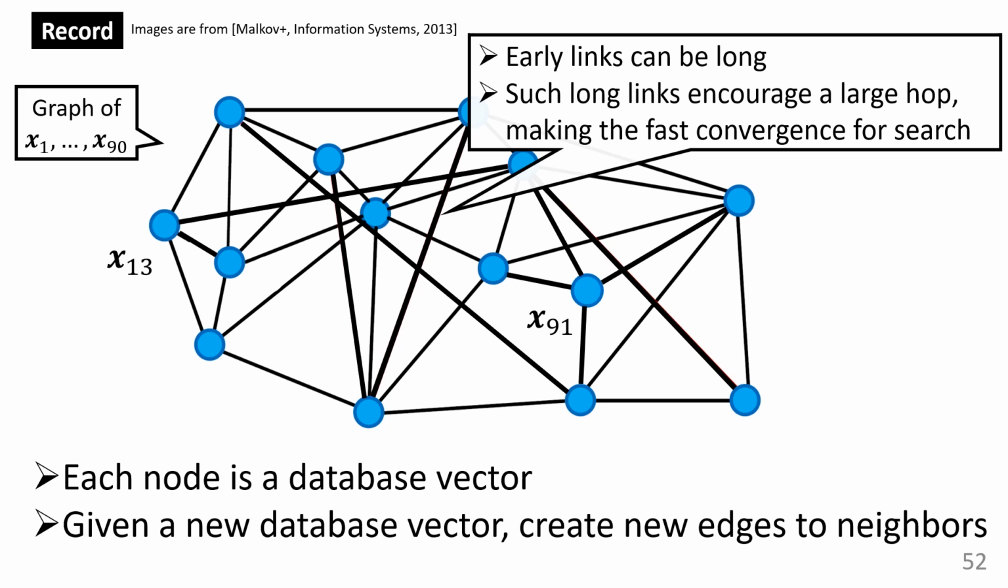An interesting thing is that links can be long, because in the early phase there are not so many vectors, so some vectors are far away from others, but still we need to make a link. Such links can be quite long, and such long links encourage a large hop, making fast convergence. So it's kind of an interesting part.